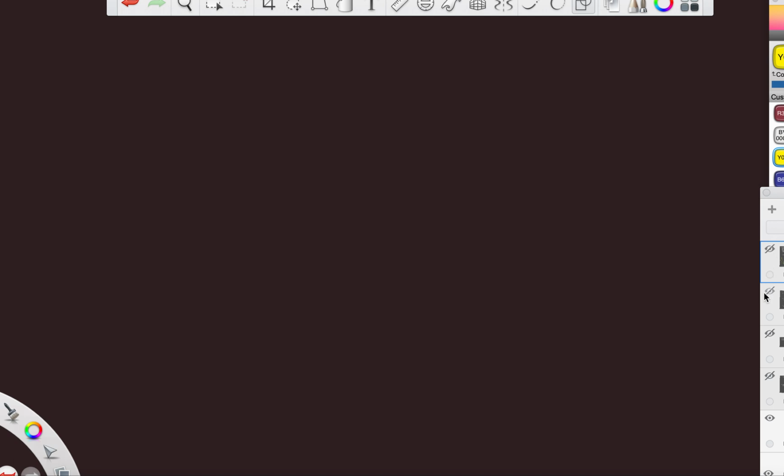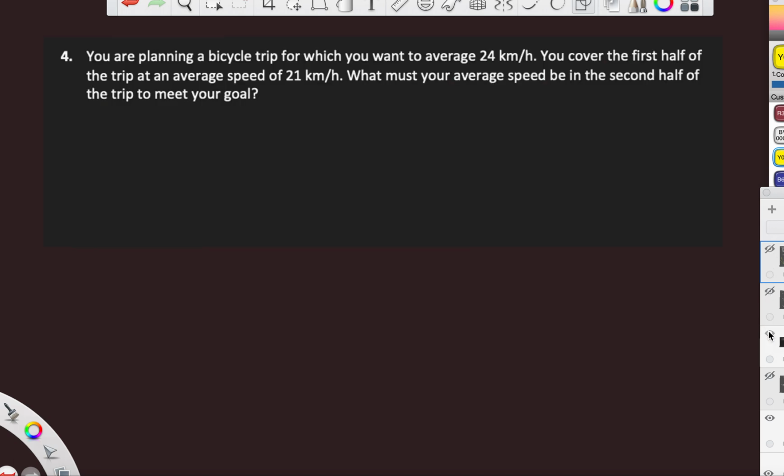Get rid of that. I think it's this guy here. Yeah. This one was that easy one that I had you do 2 different ways. You could just find the average, right? So it says you're planning a bicycle trip and you want to average 24 kilometers an hour. You cover the first half in 21 kilometers an hour. What do you have to average in the second half to meet your goal of 24 kilometers an hour? So you say, I want my average to be 24 kilometers an hour.